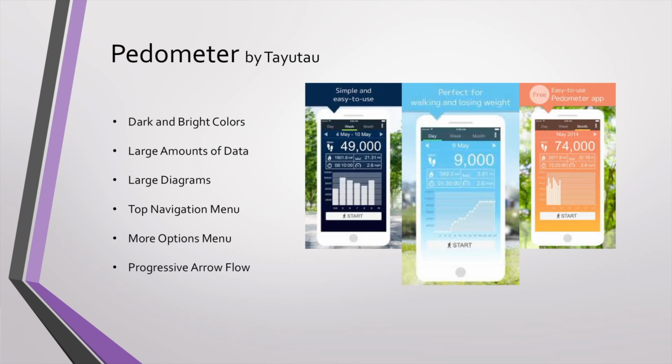So Pedometer, this app is one of the more simple health apps. The colors are shown as gradients along with bright and darker colors. Some of the text may not contrast as well, and this app will display all your information on one screen for quick glances, but kind of takes away white space and leaves users with limited features. There are large amounts of data and diagrams. There is progressive arrow flow for the dates and one start button for users to easily interact with. The top navigation cycles through days, week, and months, which is also a pretty nice feature to have.